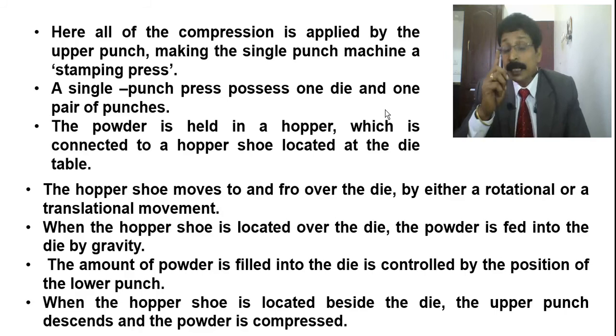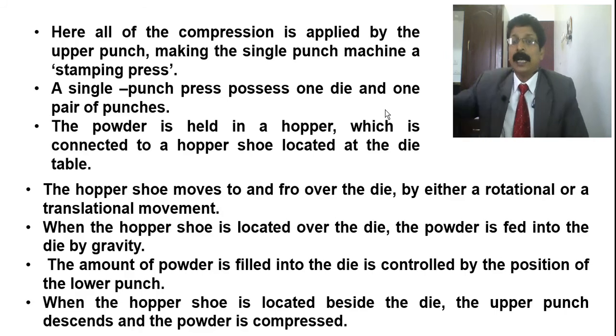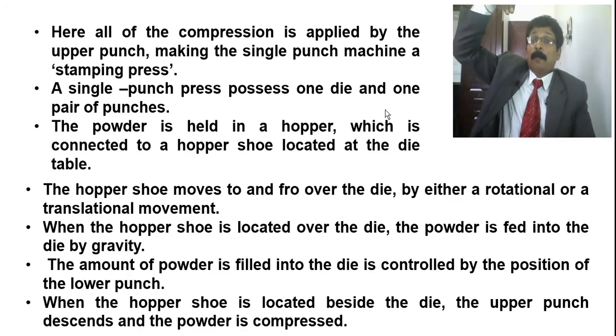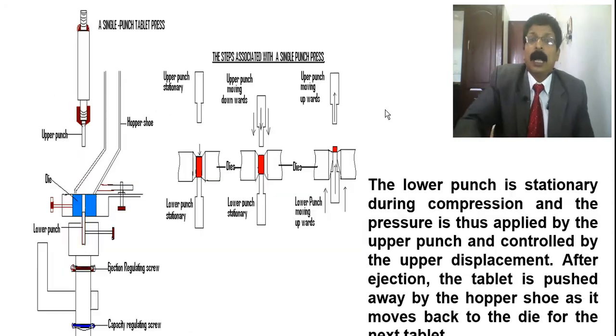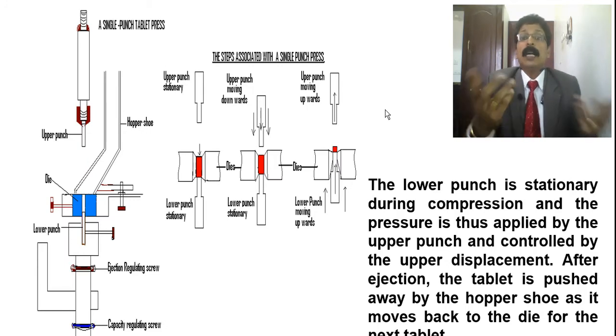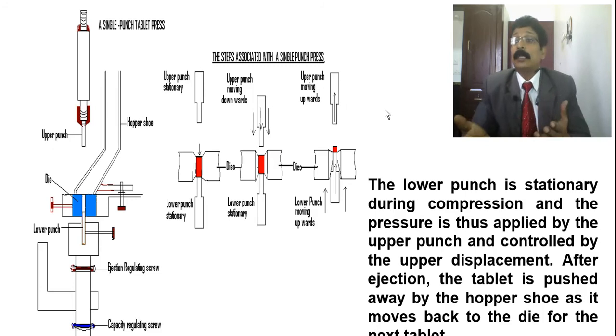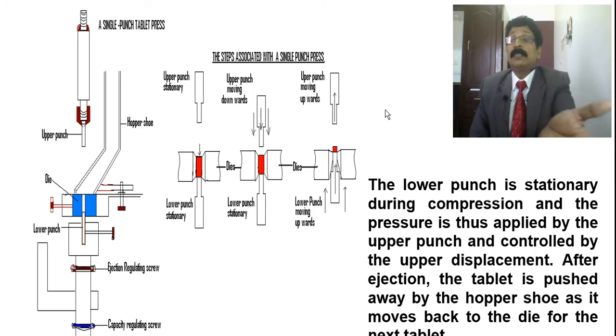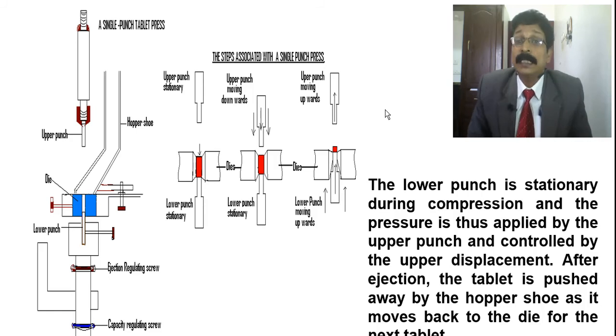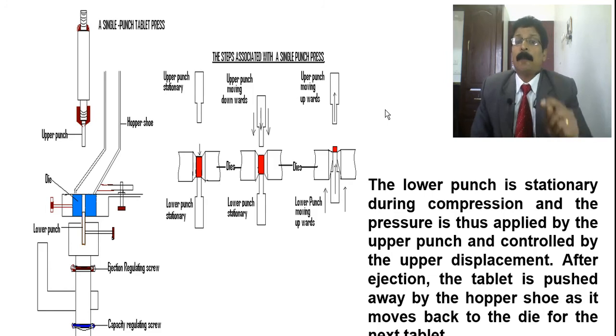And when the hopper shoe is located beside the die, the upper punch will descend down. That is the next step. The second step, the upper punch descends to the powder for compression. That is what happens in the second step. And the third one, what will happen? In the third one, even the picture is repeated here, because we need not go back to the slide. You can see the same picture in this slide also. The lower punch is stationary during compression here, and the pressure is thus applied by the upper punch and controlled by the lower displacement, or sorry, upper displacement.